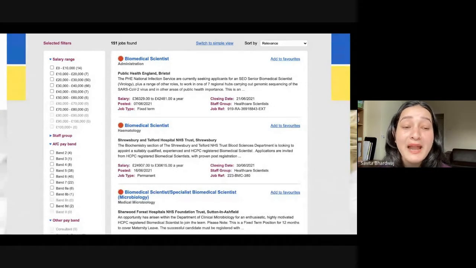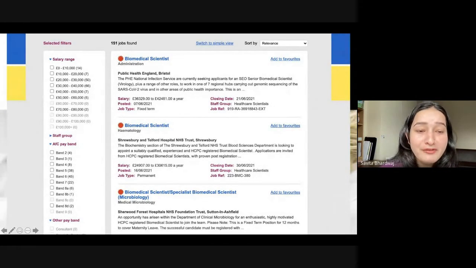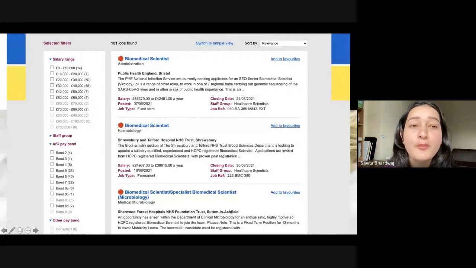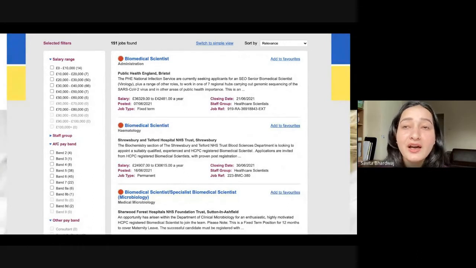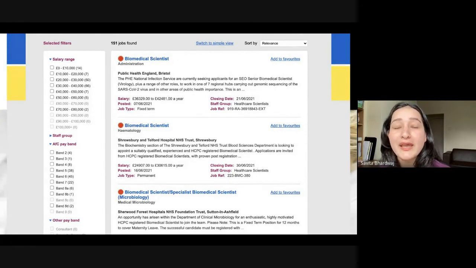Now what's the difference between the bands over here? Band 5 people, the salary starts from 25,000 to 30,000. Band 6 people can earn 30,000 to 40,000. These are all in the currency pound. So that's the difference. Like if I'm going to start my career as a biomedical scientist, band 5, I will work there, and after 1 or 2 years, the hospital or the organization will help me to get band 6 level.